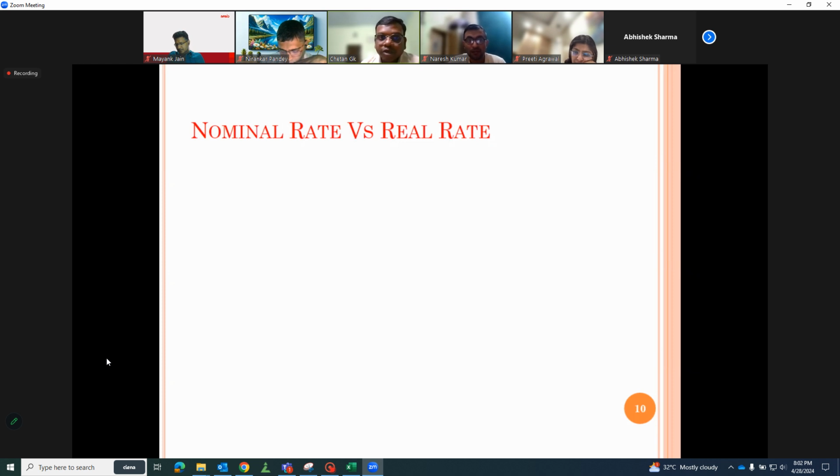How much is your nominal rate of return in this case? 8% is the nominal rate of return, which means whatever the bank has quoted, 8%, that is your nominal rate of return. The real rate of return is what you get when you check the inflation rate in the economy.